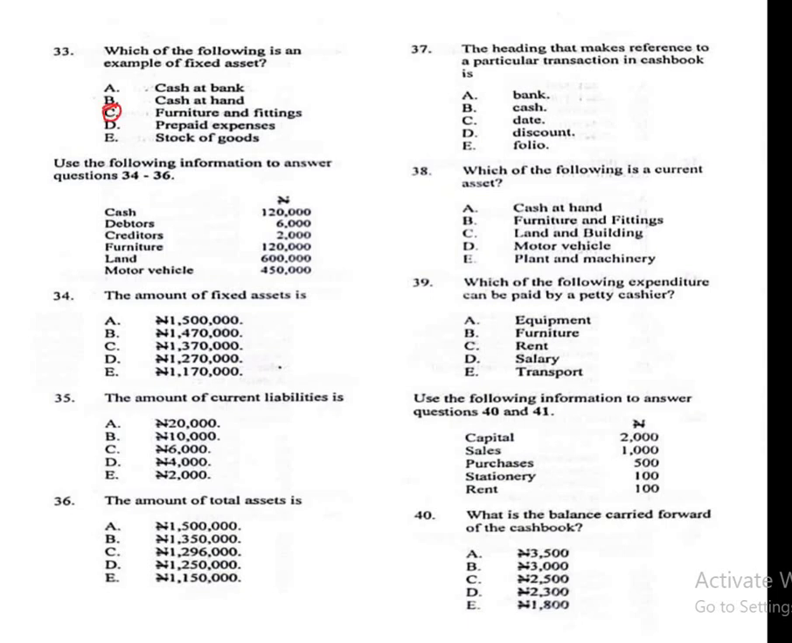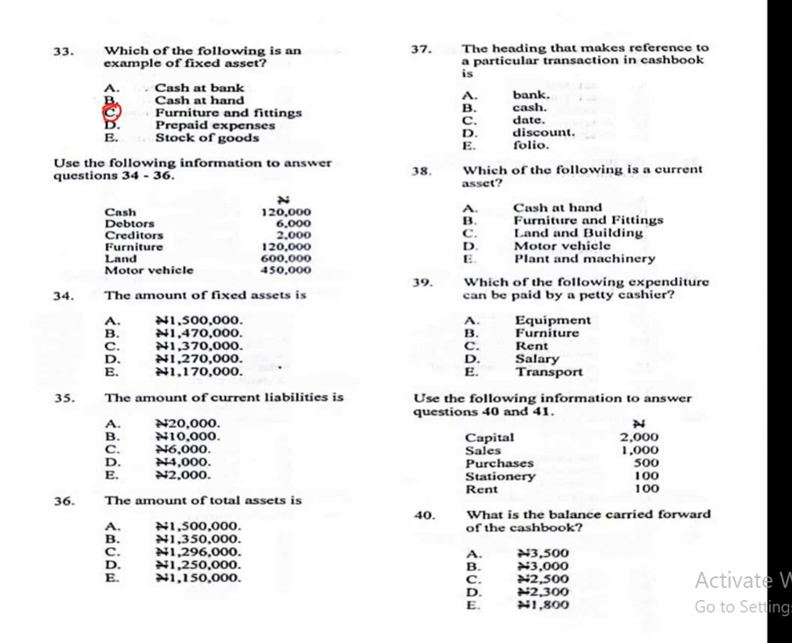Alright, we are going to do a little calculation. The instruction that will guide us for questions 34 to 36 says, use the following information to answer questions 34 to 36. Cash, 120,000. Debtors, 6,000. Creditors, 2,000. Furniture, 120,000. Land, 600,000. Motor vehicle, 450,000.